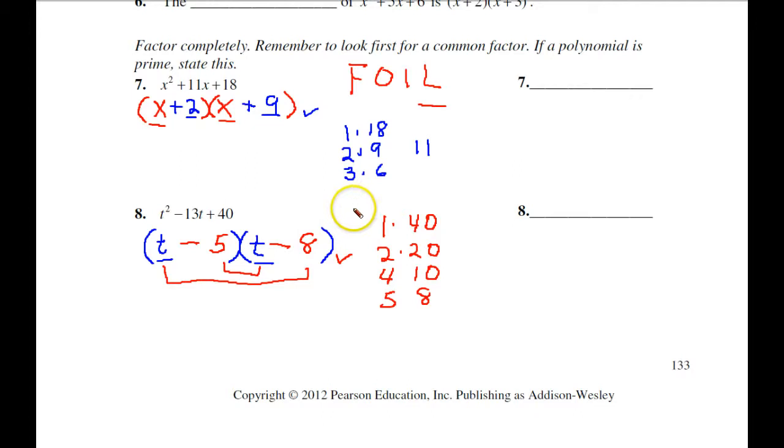So notice again the strategy. Standard form, no common factor, two sets of parentheses, looking at what I will put in my first position. Then I look at my last position. What are the factors? I list mentally, you'll be doing this, and then which set would give me my middle term. And then I watch the signs and I check it.